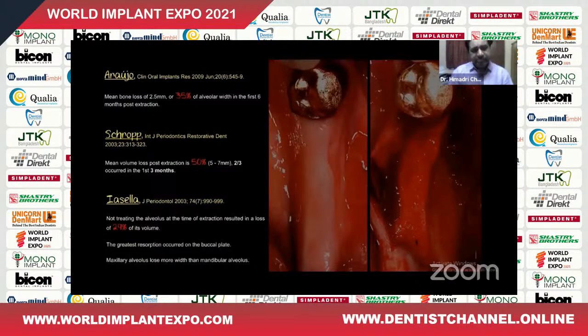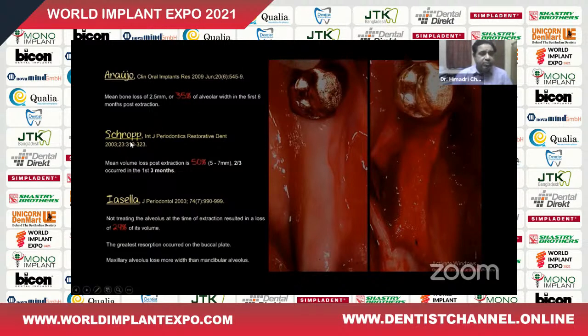Now, let's see some famous studies from Araujo, Schropp, and Lindhe. Araujo in 2009, you can see there is a mean bone loss of 2.5 millimeters, which is huge, or 35% of the alveolar bone width in the first 6 months post-extraction. So if you have extracted a tooth where your original buccolingual dimension was 9 millimeters, you lose more than 3 millimeters of bone, 3.5 millimeters. So it becomes 6 millimeters in the next 6 months. That's for the posterior.